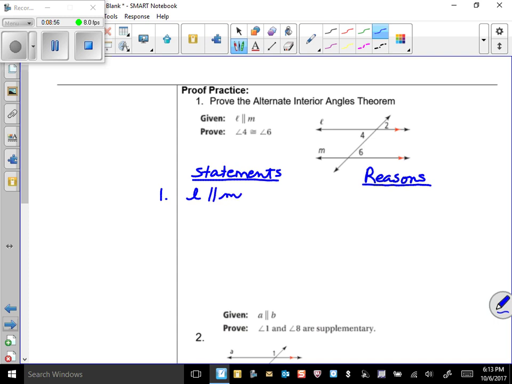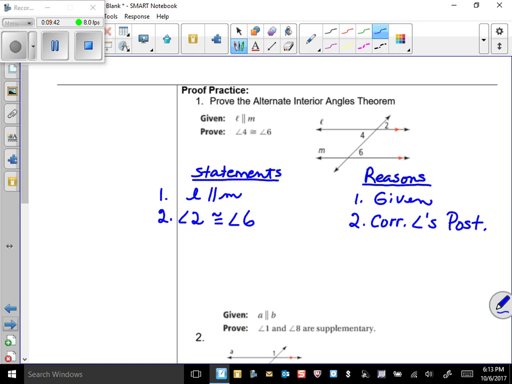L is parallel to M. That's given. Let's see. Okay, well that's all that's given. So let's see, what do I know because of the fact that L is parallel to M? Oh, I know that angles 2 and 6 are congruent, right? Angle 2 is congruent to angle 6. How do I know that? Because of the corresponding angles postulate. So you remember how in this little section we learned the corresponding angles postulate first? Since we had that before we had the alternate interior angles theorem, we can use that postulate in the proof.